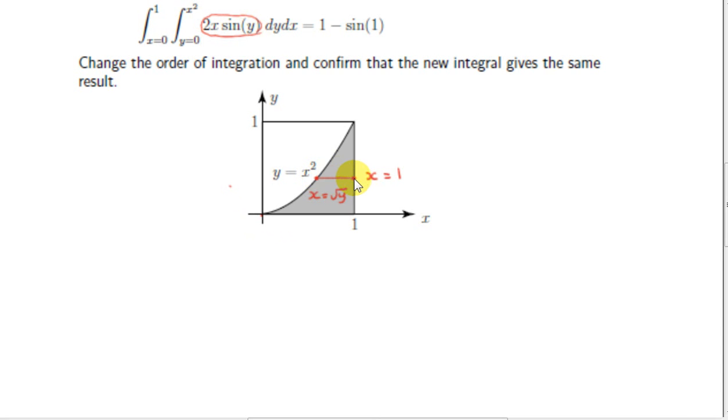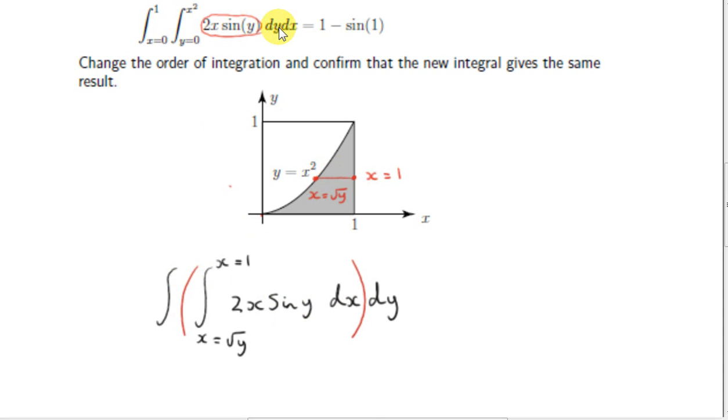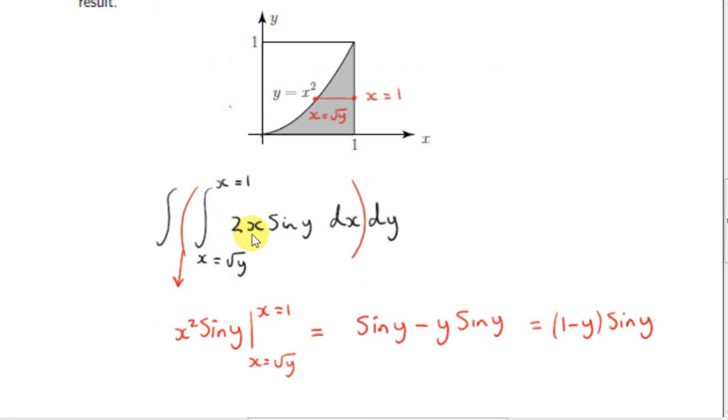Anyway, you can see that we have to integrate with respect to x, so we're integrating from x equals root y to x equals 1. So I've changed the order of integration here. We are integrating with respect to x firstly, whereas before we were integrating with respect to y. So we are treating y as a constant, so sine y is a constant. If we integrate 2x, we get x squared. We apply our limits. We set x equal to 1, we get 1 squared sine y, that's just sine y.